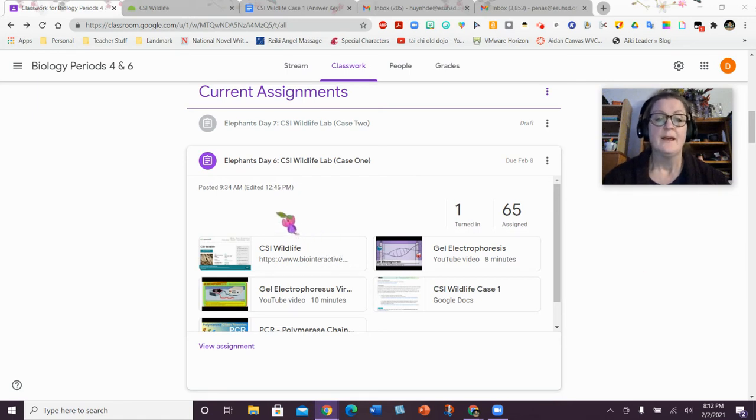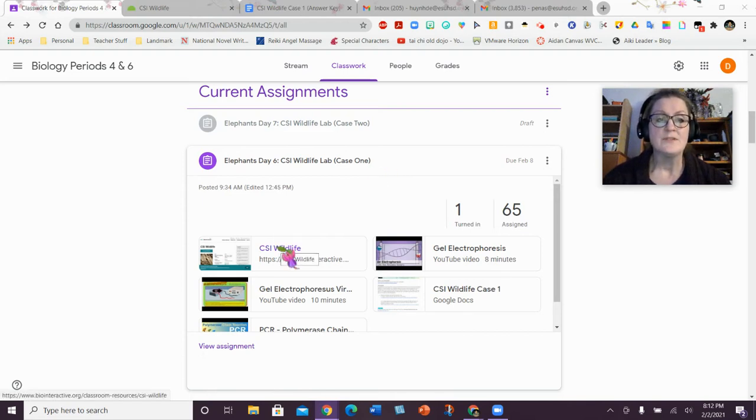So, here we are at Elephants Day 6. We're starting this CSI Wildlife Lab. And today and Friday, we're going to be working on case 1, and we will move into case 2 as soon as we're done with case 1. It's all the same interactive module. I've just split it up into 2 separate worksheets to make it a little bit more organized.